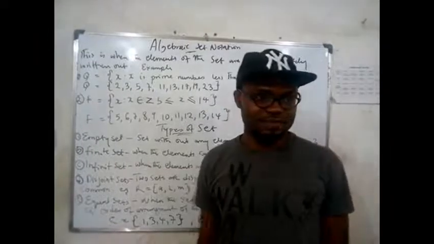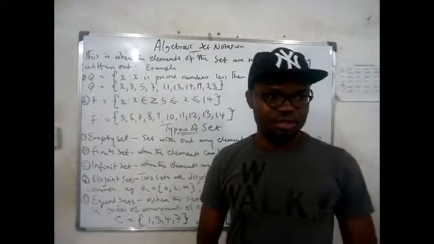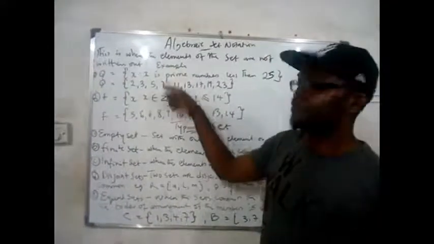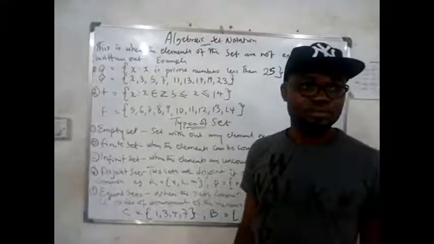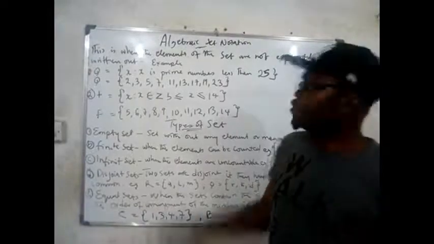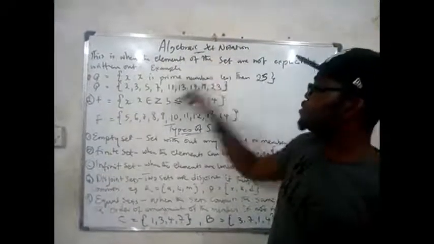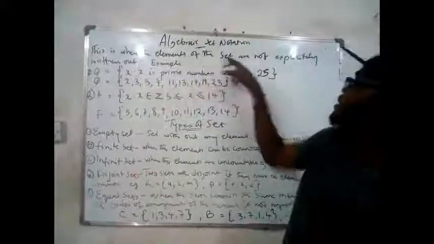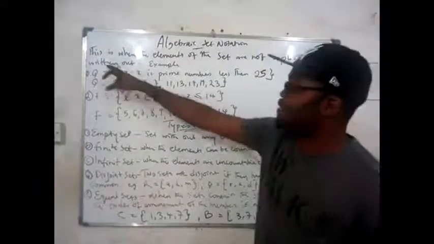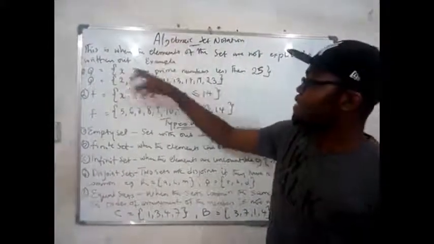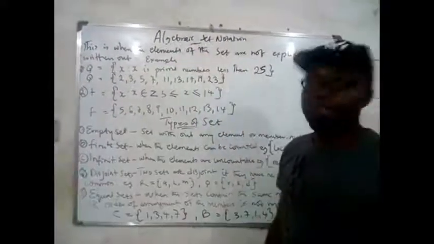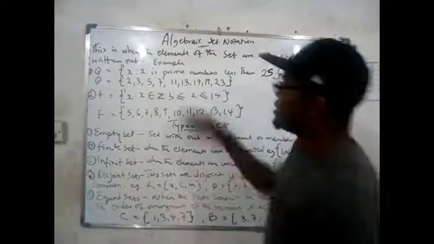Is that clear? David, is that clear? What is the difference between these two sets? Good. This one is written in set notation, whereas this one is written explicitly. So we say this is when elements of the set are not explicitly written. So whenever you don't write them explicitly, you write them in what we call set builder notation. Is that clear?